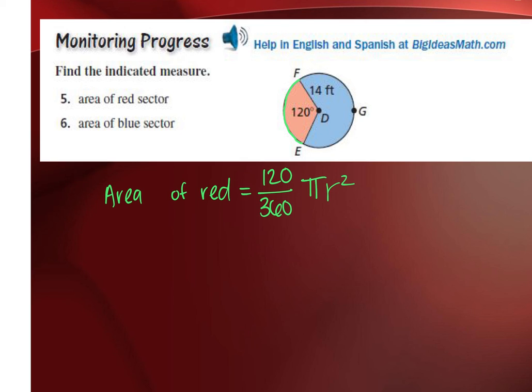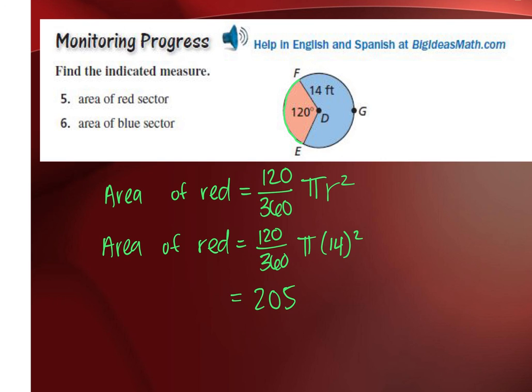Where in our example, what's the radius? 14. So the area of the red sector is 120 divided by 360 times pi times 14 squared. So we're going to take 120 divided by 360, take that value, multiply it by pi, and then also multiply it by 14 and by 14 again, or 14 squared, and you should get 205.3 feet squared.